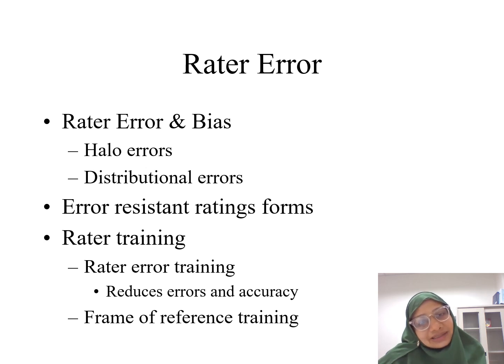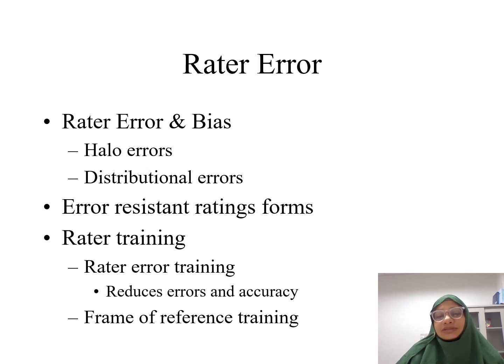Third is error resistant rating form, which is a form where maybe they have marks from 1 to 3, but the rater says, I need maybe 1.5 to give a middle mark. So to avoid rater error, first what we want to do is rater training. The one who wants to be a rater should undergo training to make sure they rate based on the real performance and not because of bias or stereotype. Rater error training is used to reduce error and improve accuracy.